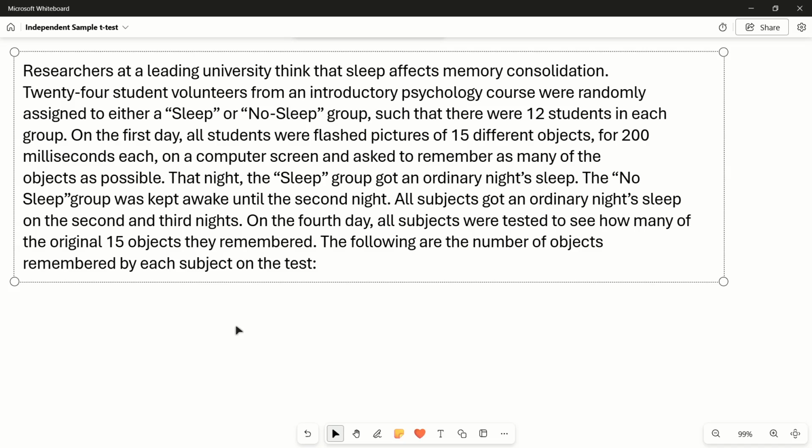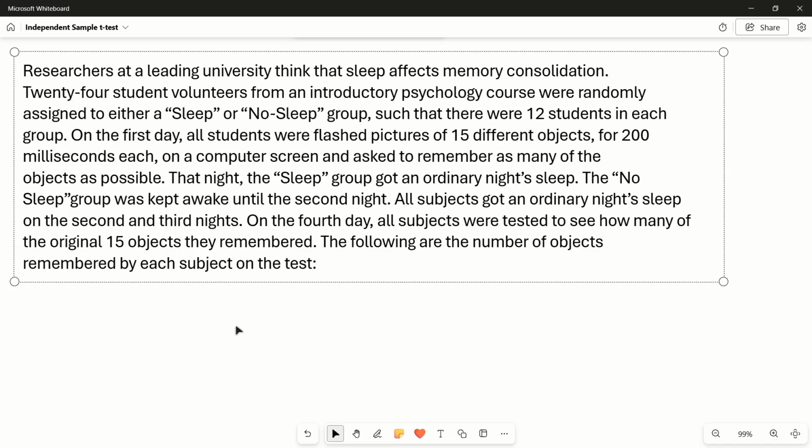On the first day, all students were flashed pictures of 15 different objects for 200 milliseconds each on a computer screen and asked to remember as many of the objects as possible. That night, the sleep group got an ordinary night's sleep. The no sleep group was kept awake until the second night. All subjects got an ordinary night's sleep on the second and third night. On the fourth day, all subjects were tested on how many of the original 15 objects they remembered.